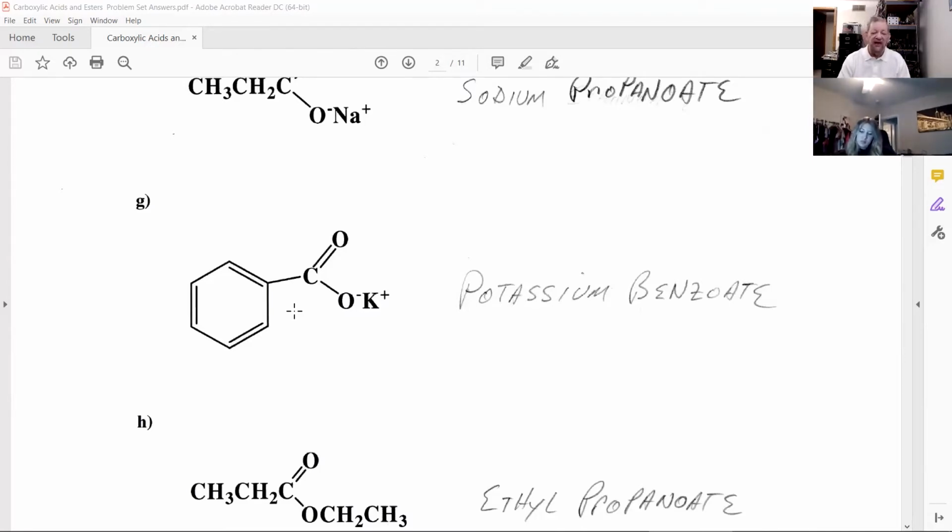Well, now you use the official IUPAC way. What carboxylic acid does this come from? Benzoic acid. Drop the IC in the word acid and add ATE and you get benzoate. And the cation is still named as the element it comes from, potassium benzoate.